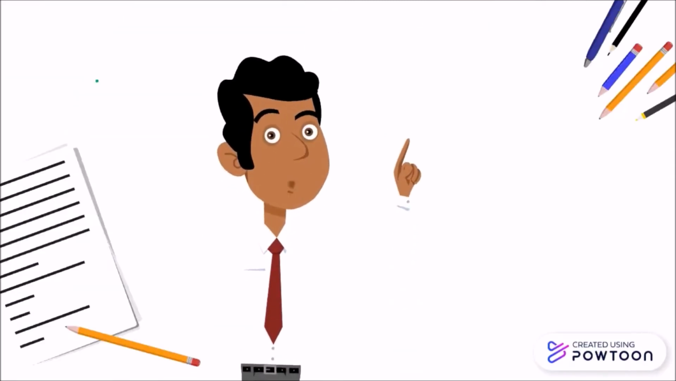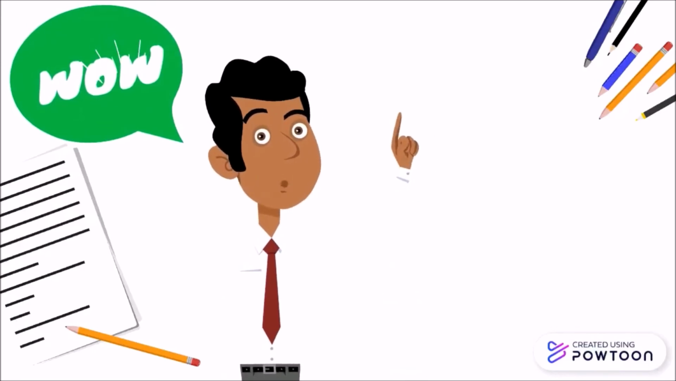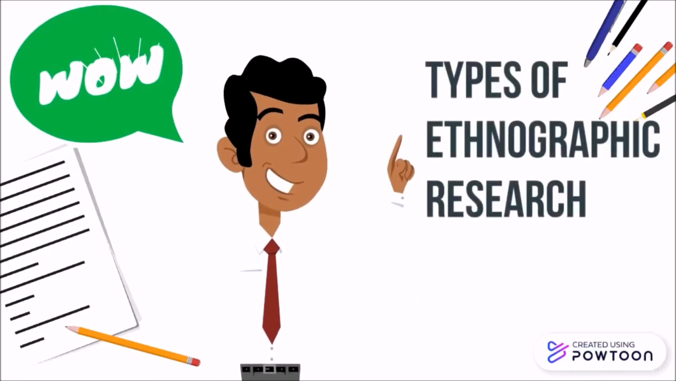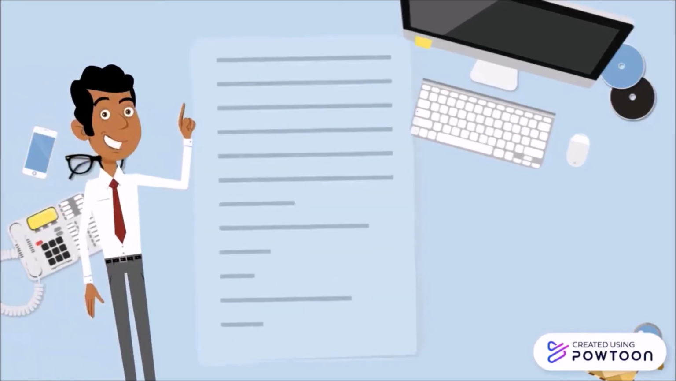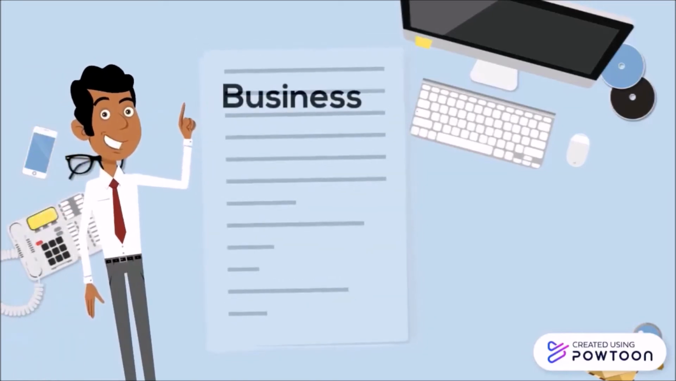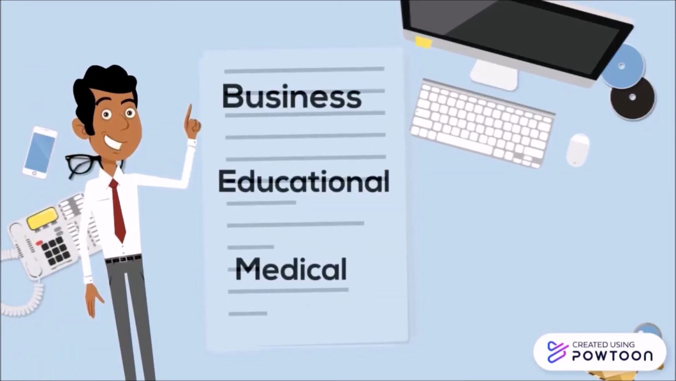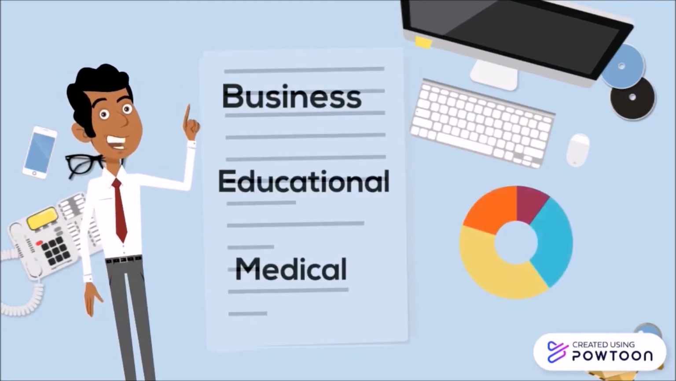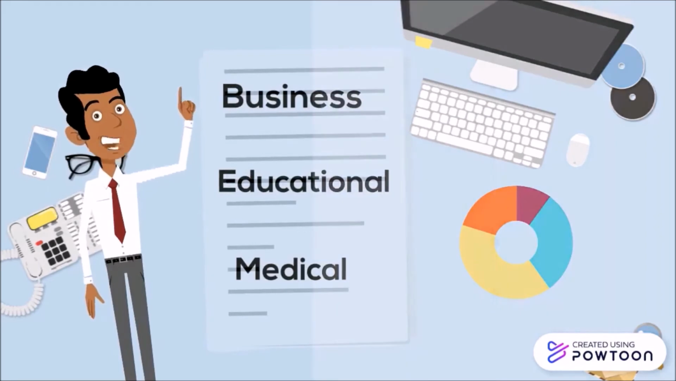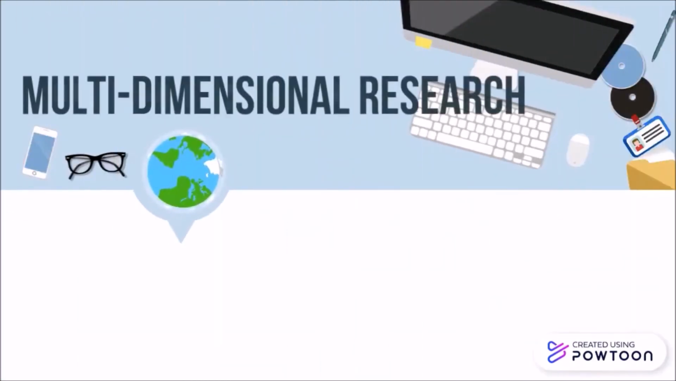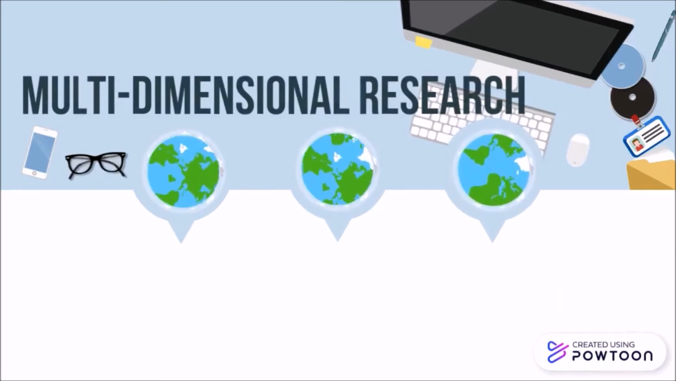Now that you have cleared some main aspects of ethnographic research, how about we take a look into the different types out there? There are several types of ethnographic research, namely business, educational, and medical ethnographic research, all based on different fields of human endeavor, and each type is defined by specific characteristics. Ethnographic research is a multidimensional research design that can be adapted to different fields, including psychology.